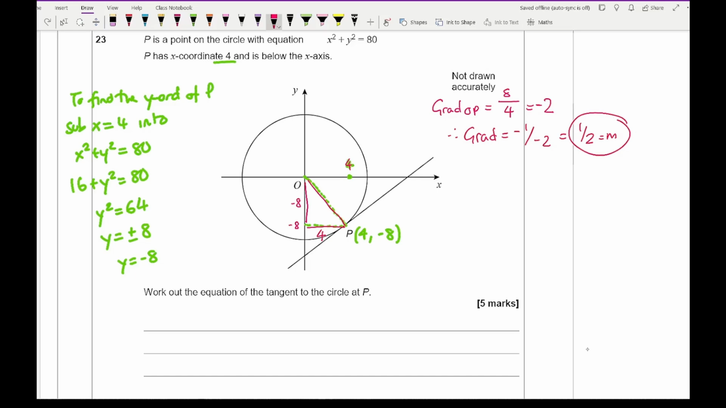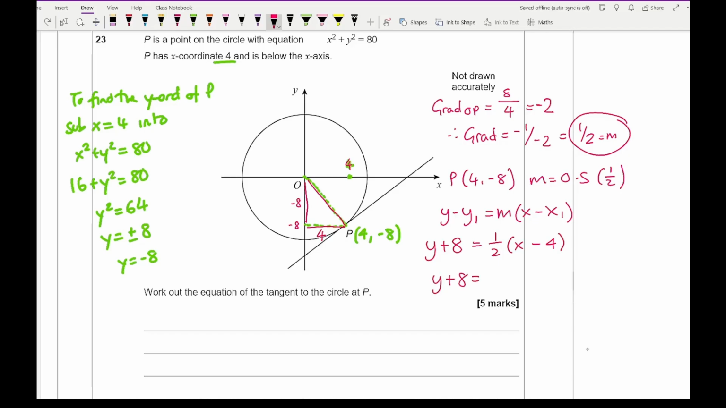Then using the coordinates of P, which is 4, minus 8, and m equals 0.5 or a half, whichever floats your boat, I can then use y minus y1 equals m times x minus x1 to work out the equation of the tangent. So it's going to be y plus 8, because minus minus 8 is plus 8, equals a half times x minus 4. Then if I expand it out, I get y plus 8 equals a half x minus 2, because a half times 4 is 2. Then take the 8 over, so you get y equals a half x minus 10, and there is my answer for that one.